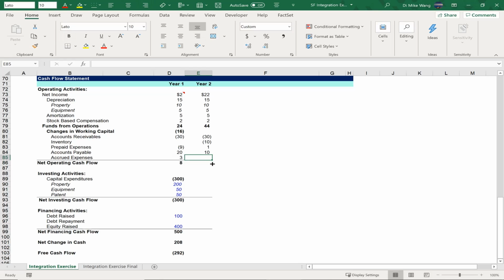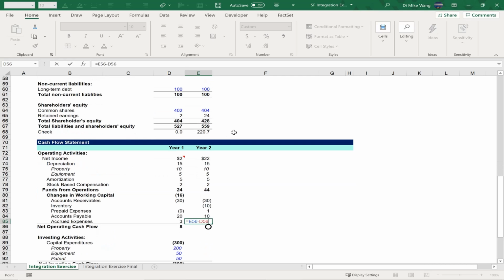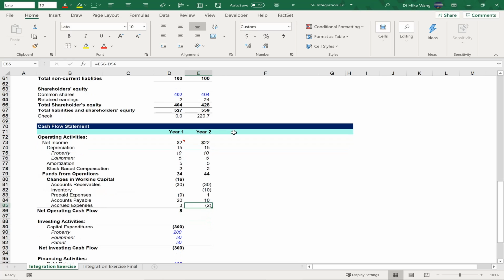Same with the accrued expenses figure. We're going to take current year's accrued expenses minus prior year's accrued expenses. That gets us to a negative change of $2, and that's going to be a net cash outflow since we actually decreased our liability section of the balance sheet.